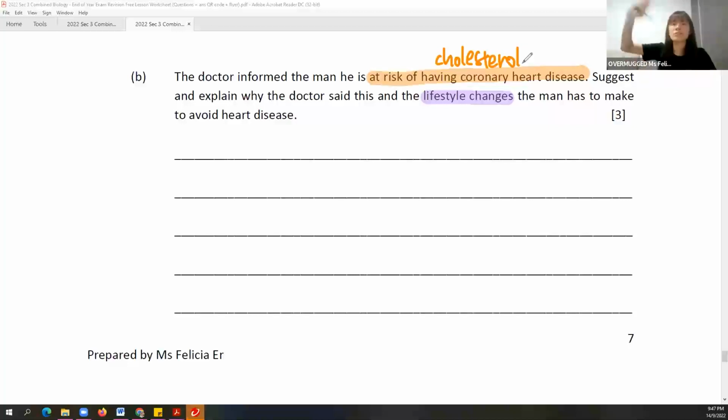Yeah, it's because it's close to the upper limit. Okay, so then next is what is the lifestyle change? Oh, wait. After we suggest, right? Yeah, so we suggest because of the cholesterol, we also need to explain. So how to explain cholesterol linked to heart disease?